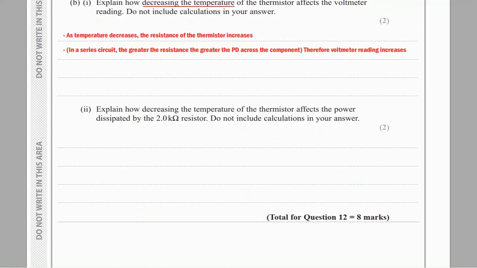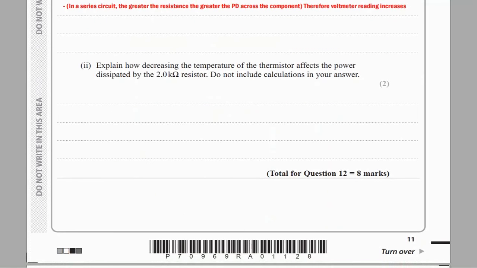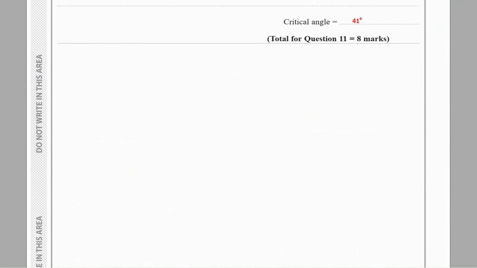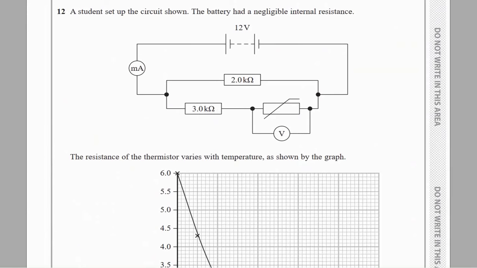The next part of the question says, explain how decreasing the temperature of the thermistor affects the power dissipated by the 2 kilo ohm resistor. Let's take a look at the 2 kilo ohm resistor. So the 2 kilo ohm resistor is in parallel with these two, right? So the 2 kilo ohm resistor will always have a voltage of 12 volt across it.